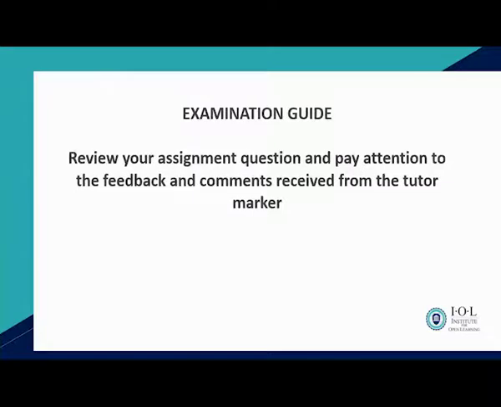For any examination, it is very important that you review your assignment questions and pay attention to the feedback and the comments received from the tutor markers. What you will notice sometimes, if you review some of the past assignment and exam papers, you will get an idea of how questions are phrased and what is required of you as a student when you answer these questions. We will talk about that later when we look at how these questions are phrased, in order for you to understand what is required of you when you answer questions in the examination.